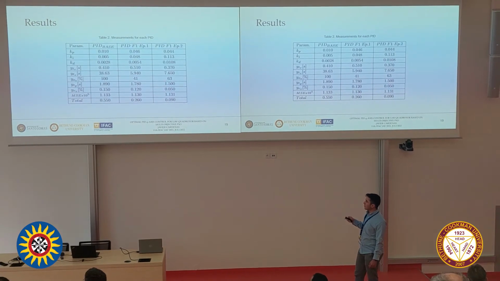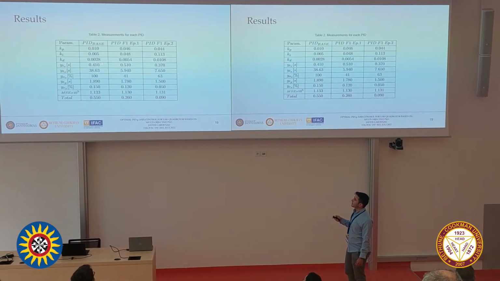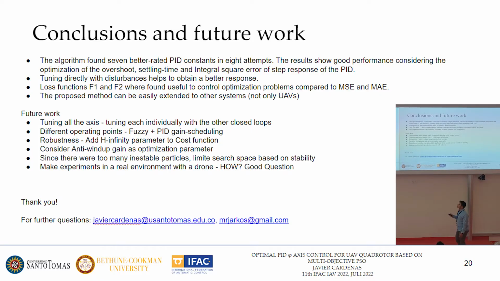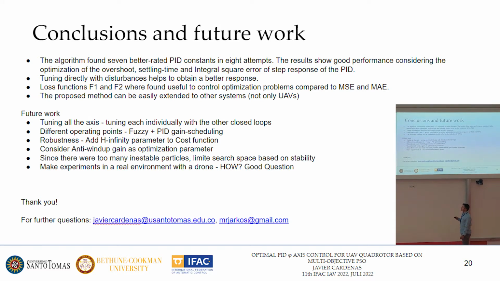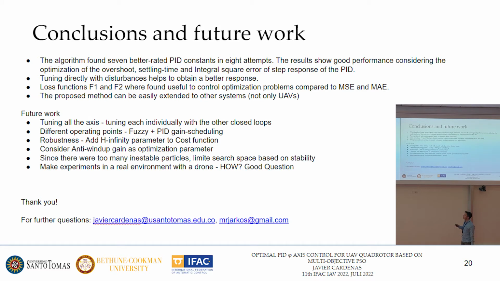optimized by around 0.5% of the overshoot, and it stabilizes around 4 times faster. So to conclude, our algorithm could find 7 better PID constants with 8 attempts, based on our functions: overshoot, settling time, and integral square error. And we suggest tuning directly the system with this approach because it helps to obtain a better response.